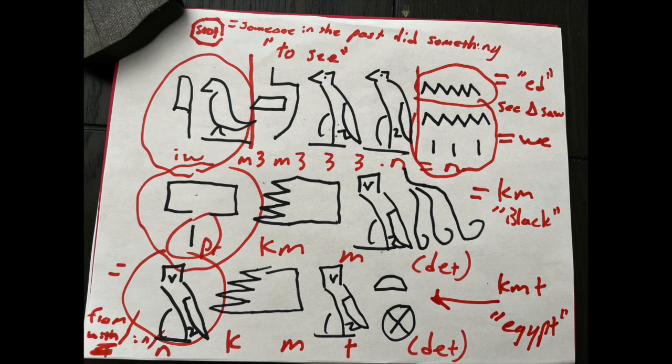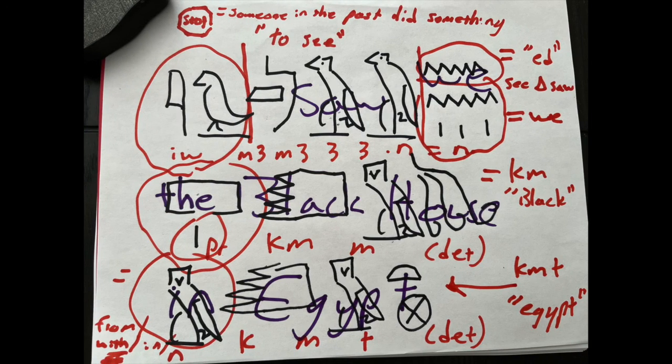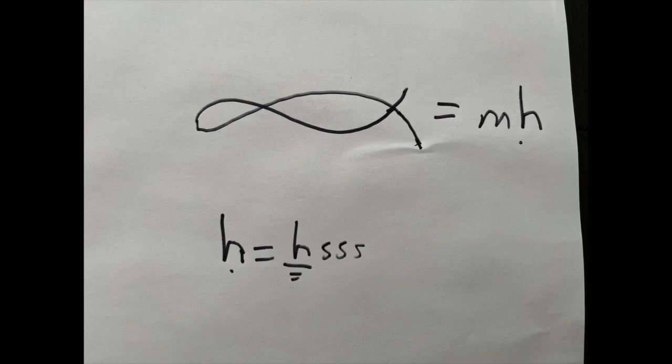So, reading out the whole thing, we have: we saw the black house in Egypt. I suppose you could say from Egypt or with Egypt, but that doesn't really work. In feels like it works the best. And that's how you know which definition to use when you see something like the owl alone, which can have 4 definitions.